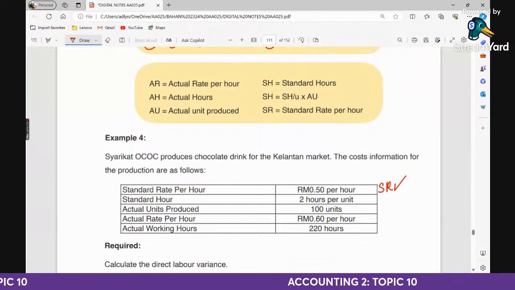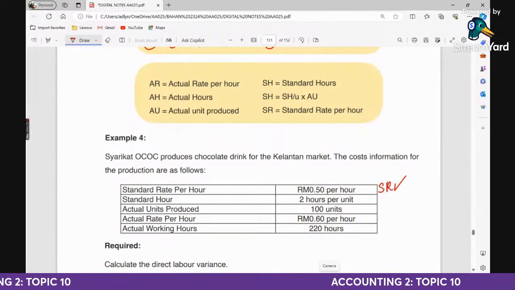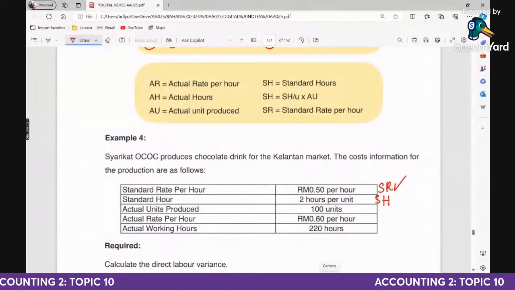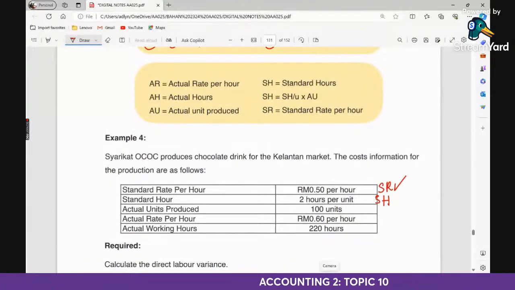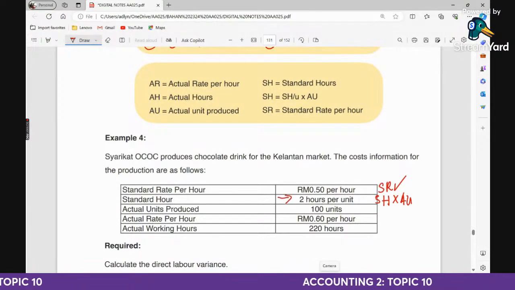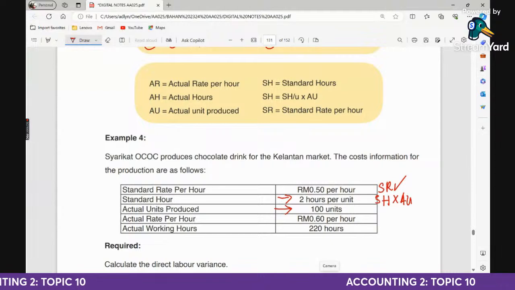Okay. Alright. Okay, next. Kita tengok standard hours. Okay, standard hours ialah jam. This is SH. Okay, Madam cakap tadi, kalau dia bukan dalam RM, that means I tak boleh plug terus masuk dalam formula. Saya kena darab dulu dengan actual unit produced to get the standard hours. So, your standard hour per unit ialah 2 jam. How much is your actual unit produced? Okay, your actual unit produced ialah 100. So, nanti kalau I nak kira SH, I akan ambil 2 jam darab 100.